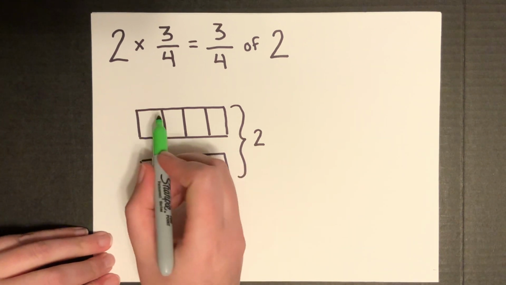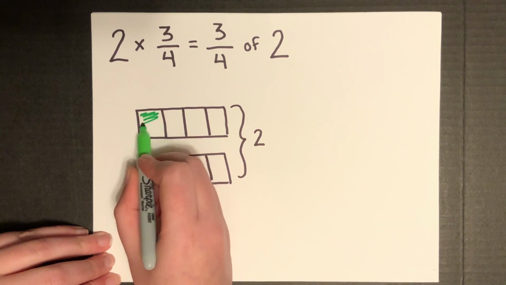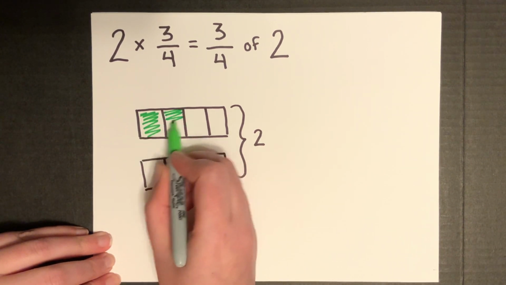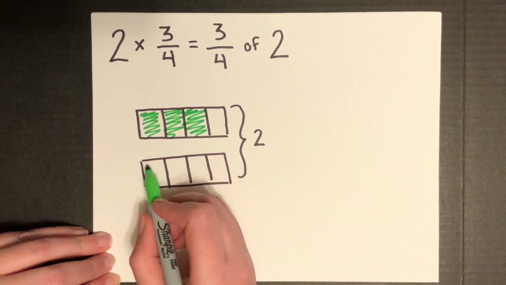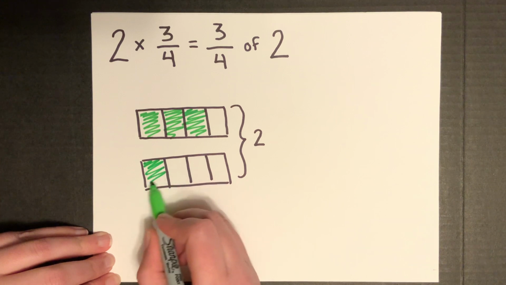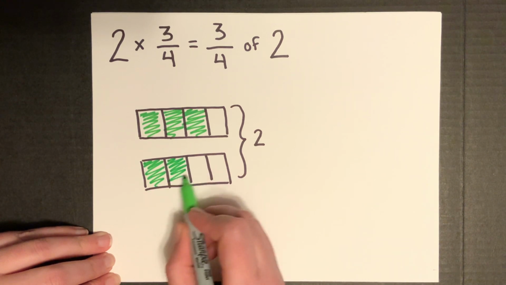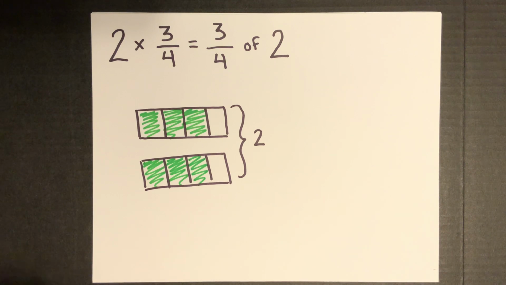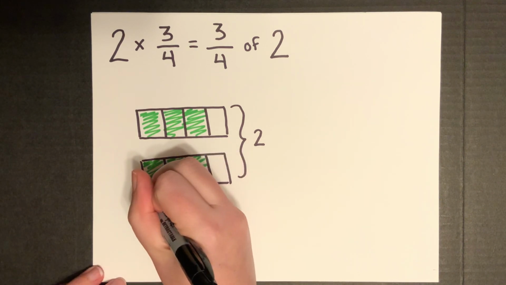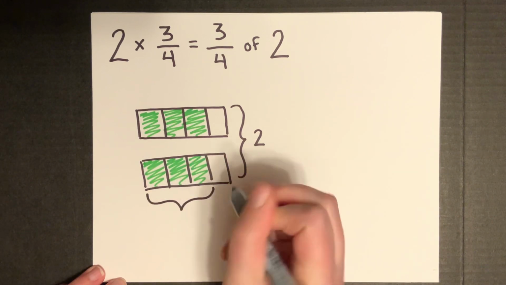So here is 1/4, 2/4, 3/4, then we have 1/4, 2/4, 3/4. So now this part of my array is 3/4.